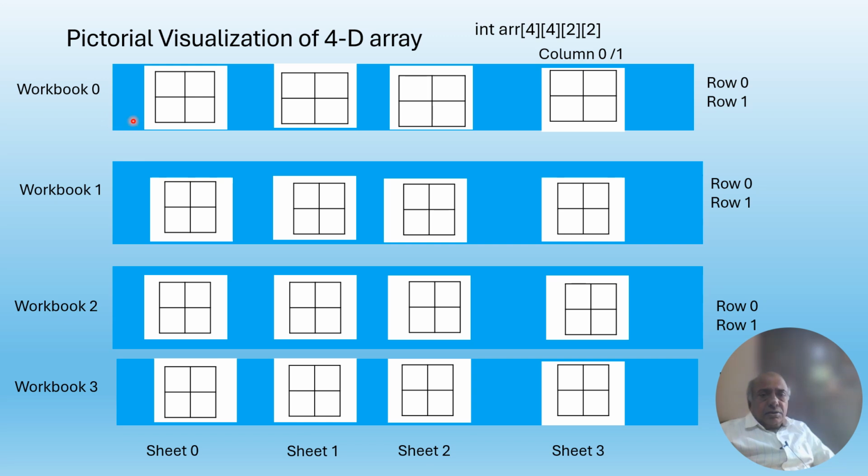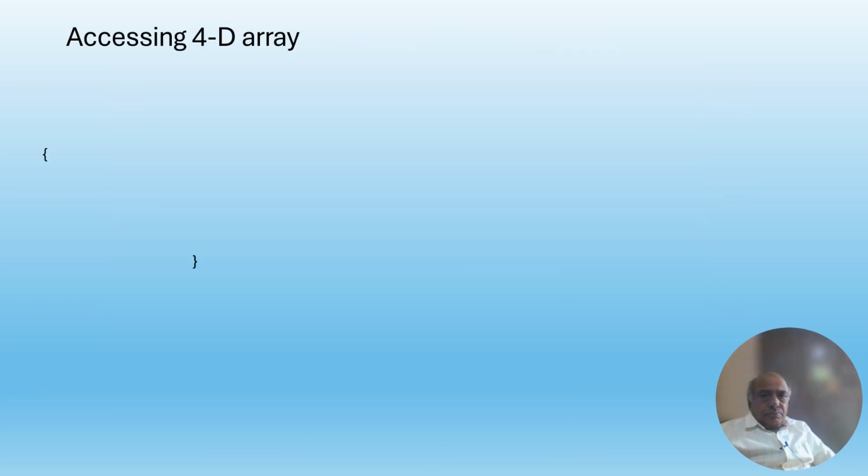So there are 4 workbooks. Each workbook has 4 sheets. Each sheet has a table of 2 columns and 2 rows. This is how we can pictorially visualize a 4D array. Now we are going to see through a small program how a 4D array is declared, how a 4D array is initialized, and how 4D array elements can be accessed. So let us start with our program.